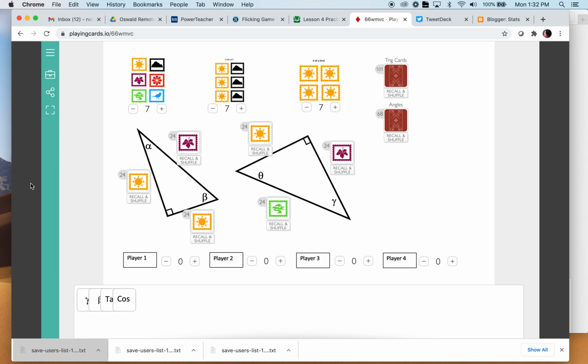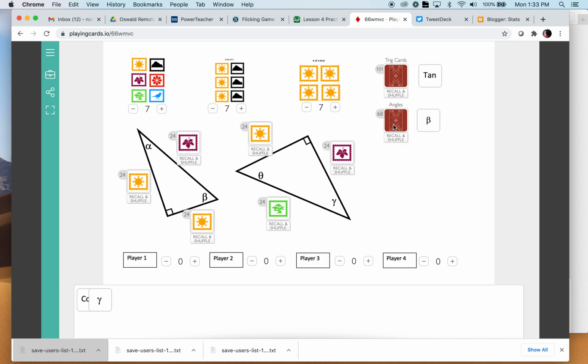Now they're going to create a trig function here. And what are my options? I have tangent and cosine, beta and gamma. And you can click and drag your cards around like this. Let's see here. Tangent, beta, I'm going to go with tangent gamma. So tangent. No, I changed my mind. I'm going with tangent beta.